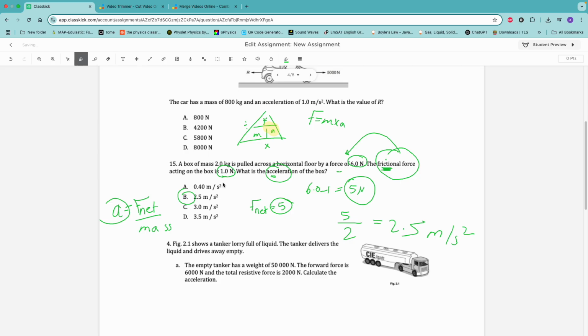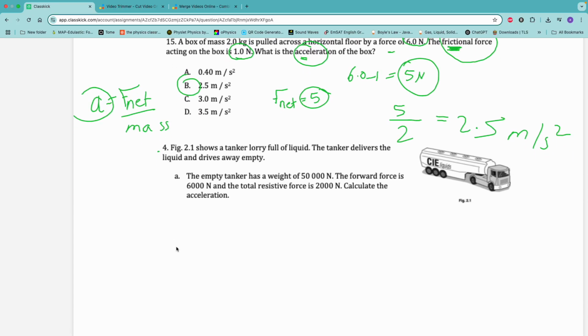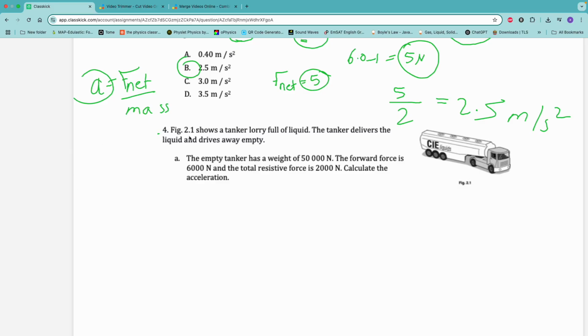Next, going to question 4. In this question, a figure shows a tanker lorry full of liquid. The tanker delivers the liquid and drives away empty.